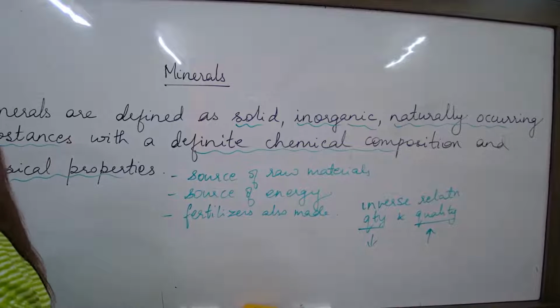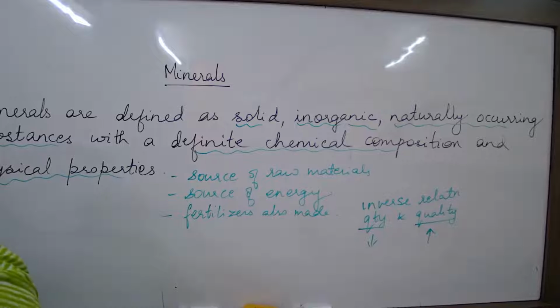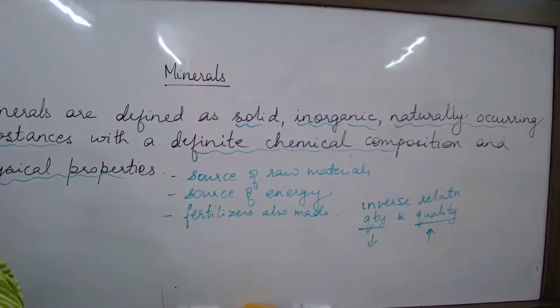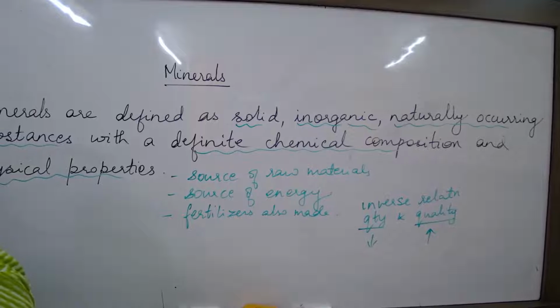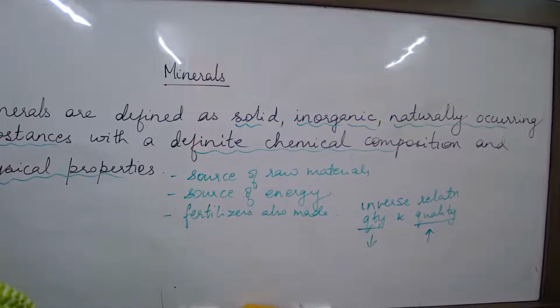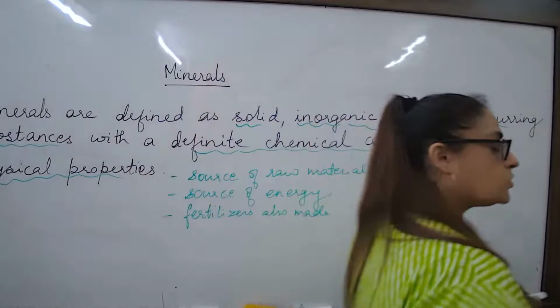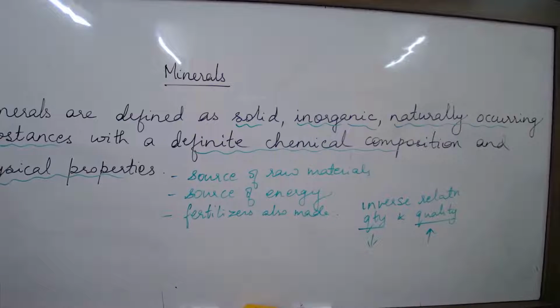They are associated with igneous rocks. What are the three types of rocks? Igneous, sedimentary, metamorphic. Igneous are known as primary rocks. Primary why? Because they are made from lava. They are known as primary rocks because all the other rocks are made from them. From igneous rocks, sedimentary and metamorphic. So sedimentary and metamorphic are known as secondary rocks.